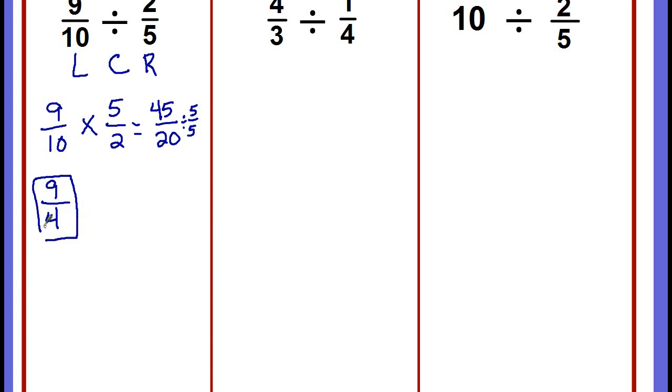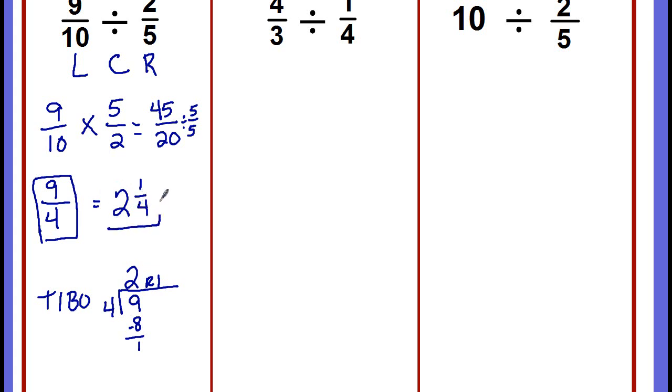So if you're going to leave your answer improper, this would be correct. You could also change it back to a mixed number. Do your T-bow, top in, bottom out. 4 goes into 9 2 whole times, which is 8, and it leaves you a remainder of 1. So this is the same as saying 2 wholes and 1 remainder out of 4. 2 1/4 would be the mixed number.